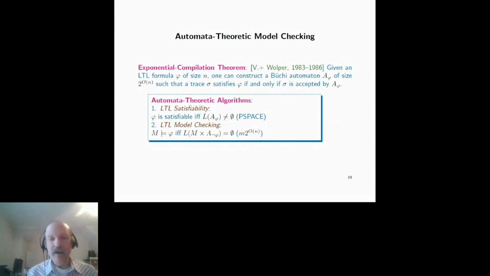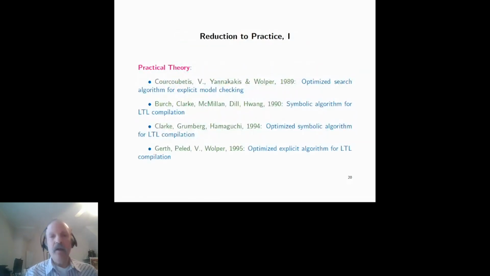Now, exponential sounds bad, but I'll come back to this point in a minute. It turns out that this exponential translation gives us an optimal algorithm for satisfiability, which is PSPACE-complete, and for model checking, we get the Pnueli-Lichtenstein result, but now using automata-theoretic techniques. Now, the automata-theoretic framework was elegant, but there were some doubts whether it was practical. So it took a whole decade to reduce it to practice.